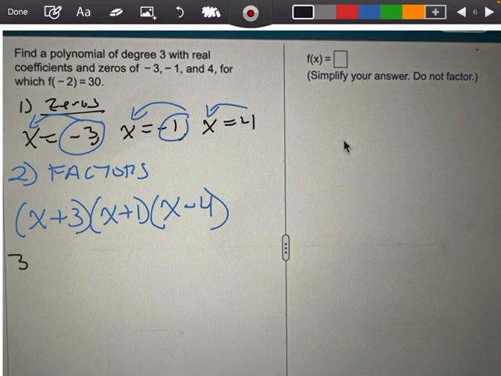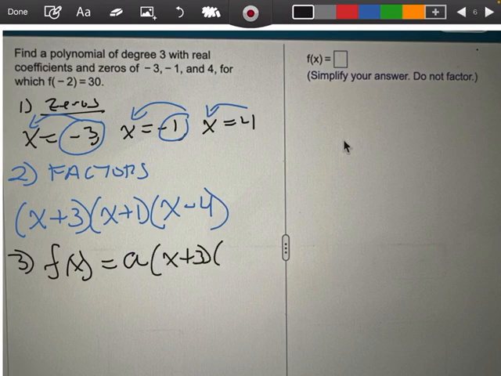Okay. Now, step number 3, I'm going to write out my polynomial. So my polynomial is going to look like this. f of x equals, there's always going to be some coefficient, meaning there could be a number like a 1/2 or a 3 or -5 in front of my factors, okay? And I'm going to show you how I'm going to find that value of a, okay?